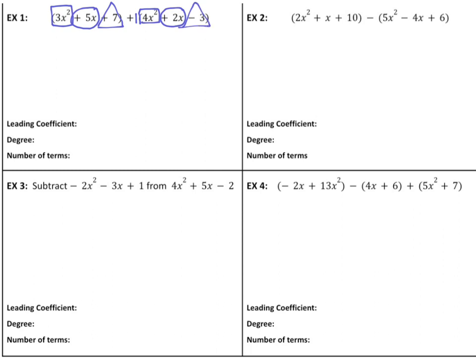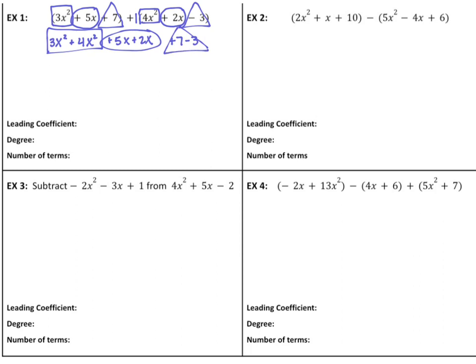Now I'm going to rewrite my equation with my like terms near each other so that I can add them together. So my box terms were 3x squared and then plus 4x squared. And I'll leave that box rounded right there. Then we have plus 5x plus 2x, circle those, and then plus 7 minus 3 with a triangle around it.